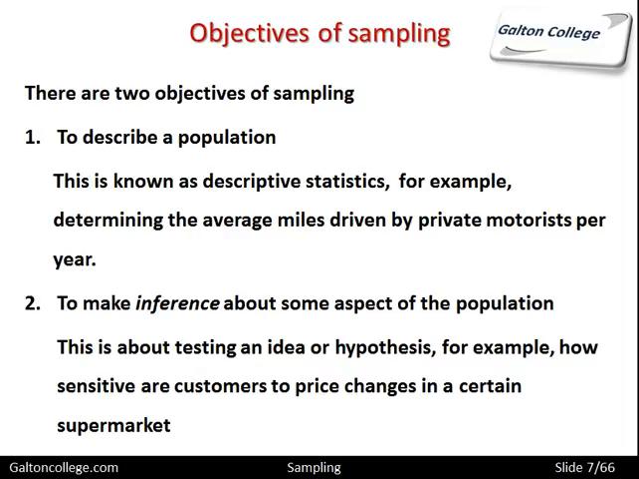Secondly, we use it to make inferences about some aspect of the population. This is about testing an idea or a hypothesis. For example, how sensitive are customers to price changes in a certain supermarket? So there may be a certain hypothesis based on some piece of theory or some conjecture of some person. They have a hypothesis that states that if prices increase, then customers visiting this particular supermarket will stop going there. That's the hypothesis. And statistics could be used to test that. These are inferential statistics.